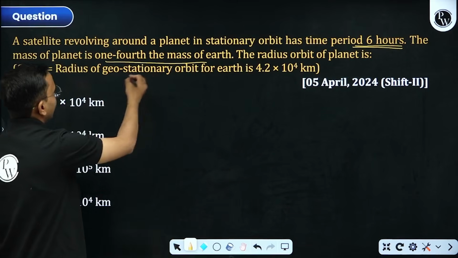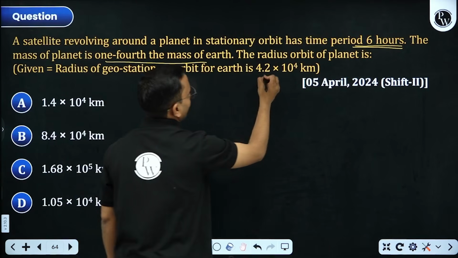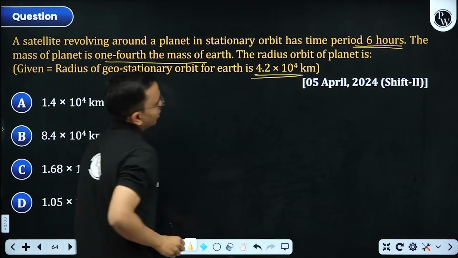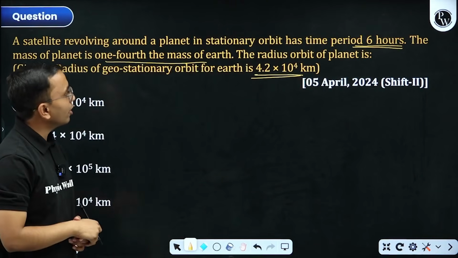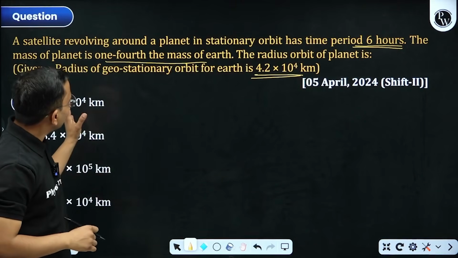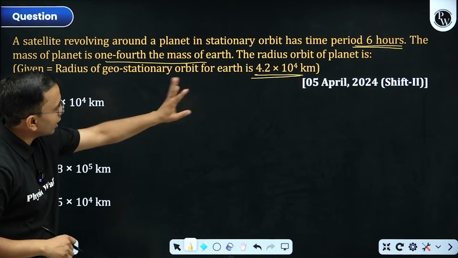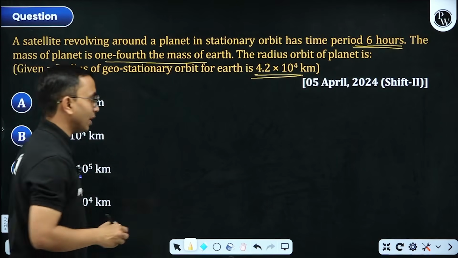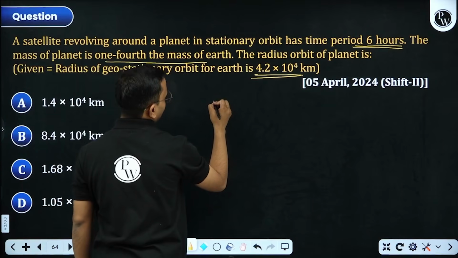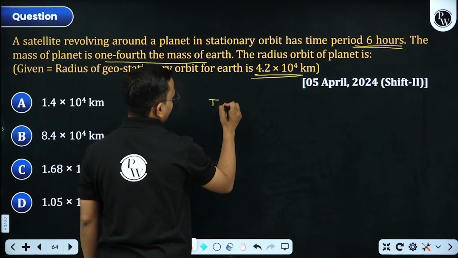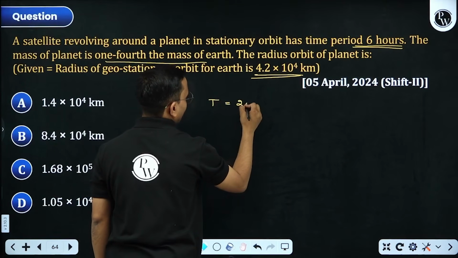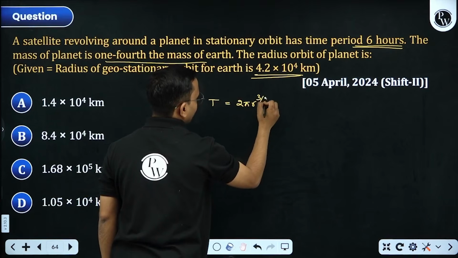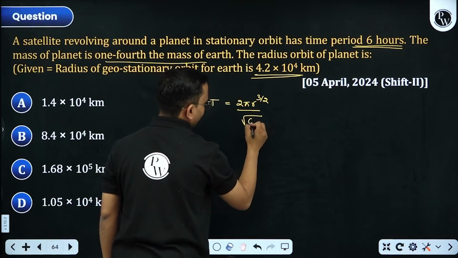Here it is given, the radius of the geostationary orbit for Earth is this much, that is nearly equal to 7 times the radius of Earth. That radius is 4.2 into 10 to the power 4 for Earth. How much will that be for that particular planet? So if I write the time period formula, time is basically 2 pi r to the power 3 by 2 by root GM.